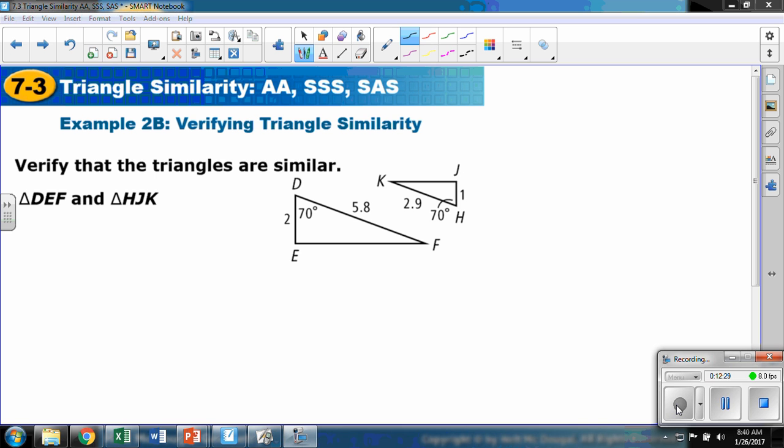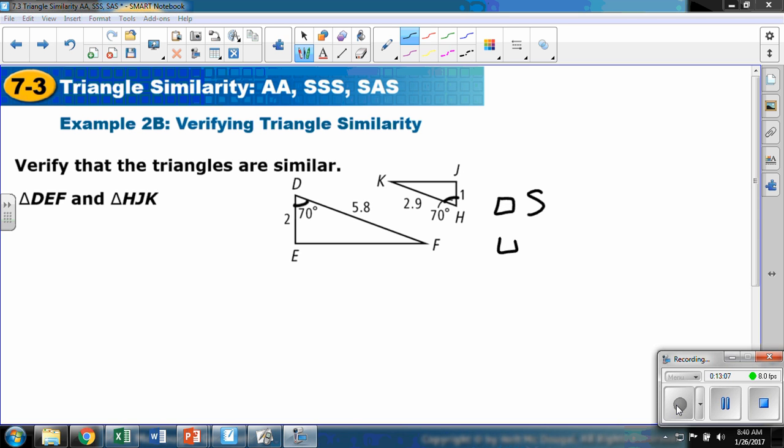Okay, so let's consider another one. Verify these are similar. Which tool are we going to use? Which is the same thing as saying how many pairs of angles do you have? Right away we can see 70 matching 70. So that's one pair of angles right away. Can you get a second pair of angles? No. We're missing information. It looks like they're 90s, but we're not given any kind of information to be certain that we have 90s. So let's try out side, angle, side then.